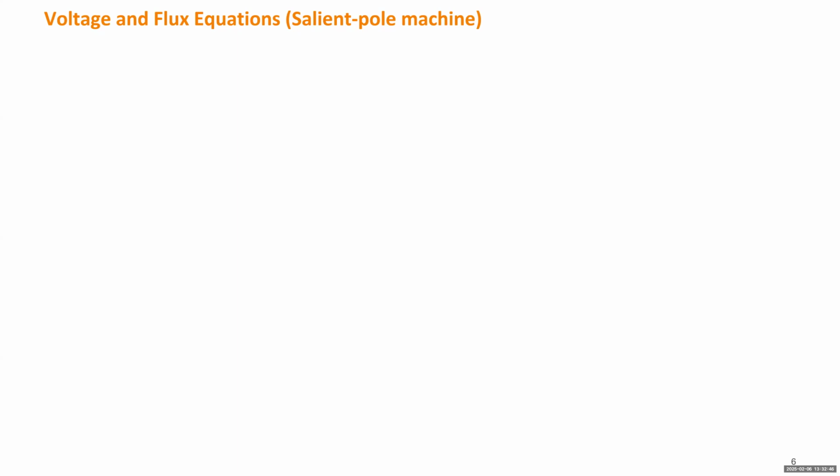Okay, so next we're ready to put some equations to model the voltage and the flux of all the windings. So we use a cylindrical rotor generator as one example. So we only have 6 windings total. We have 3 stator windings A, B, and C. We have 3 rotor windings: capital F, capital D, and capital Q.